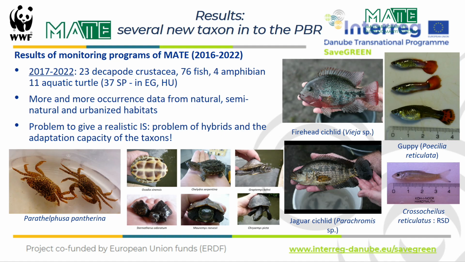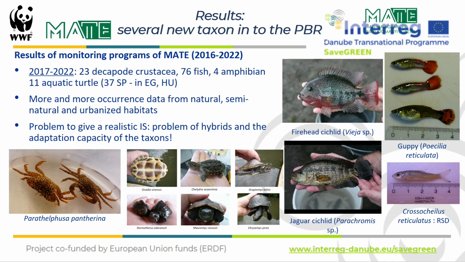During the period, previously you can see from 1981 to 2060, and after that the period is a little bit smaller, only 6 years, we could collect 23 new decapod species from Hungarian waters, 76 new fish taxa, and 11 aquatic turtles, for example alligator snapping turtles and snapping turtles, and we could detect the real negative effect of these taxa on the natural or native species. For example, the jaguar cichlid spread intensively in the drainage system of Lake Hévíz and could absolutely destroy the newt and amphibian populations of the colonized habitat.